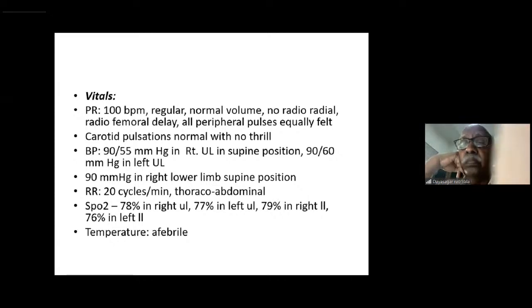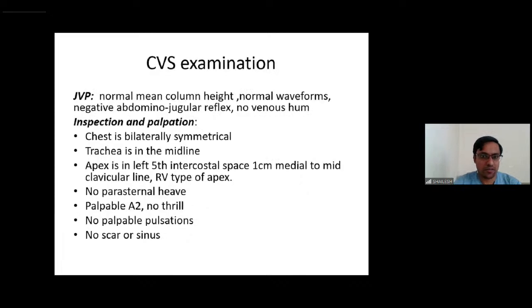The carotid pulsations are normal with no thrill. The blood pressure is 90 by 55 millimeter mercury in the right upper limb in supine position, 90 by 60 millimeter mercury in the left upper limb, and 90 millimeter mercury systolic pressure in the right lower limb. The respiratory rate is 20 per minute and the respiration is thoraco-abdominal. The saturation is 78% in the right upper limb, 77% in the left upper limb, 79% in the right lower limb, and 76% in the left lower limb. The patient is afebrile to touch.